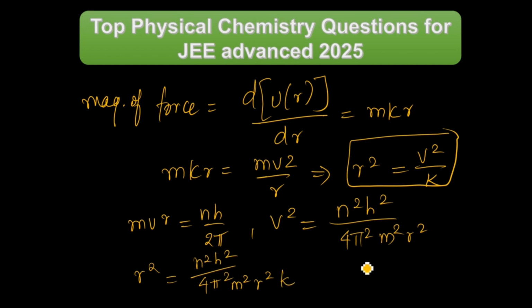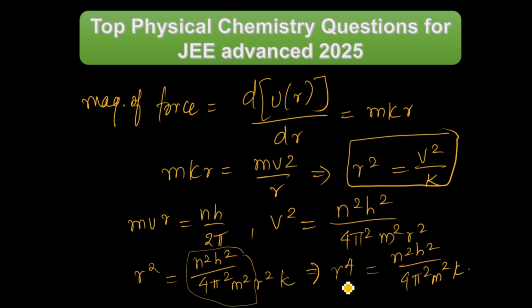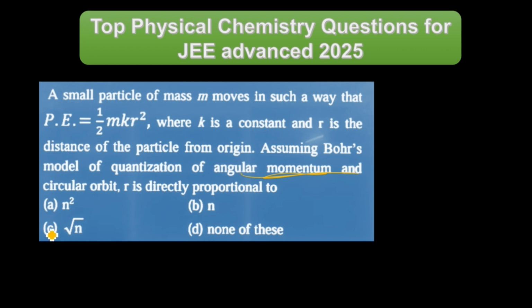Okay, k is there. So from here I'm taking r to one side, r to the power 4. Then only it will be complete, right? R to the power 4. Then the remaining things will be the same, n square h square by 4 pi square m square k. So here you can see r to the power 4 is equal to n square, which means that r is directly proportional to root of n. Okay, so which will be the right answer? Root of n is the right answer to this question.